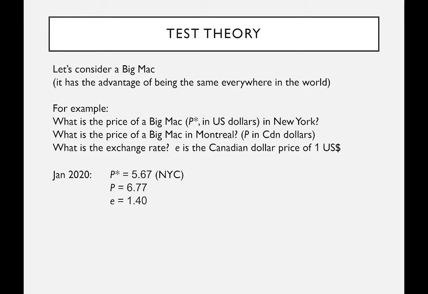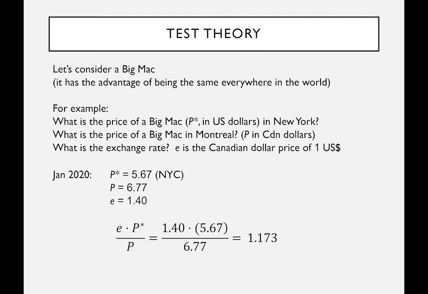So let's put all these numbers together and see if we can figure out whether the theory, this absolute purchasing power parity theory, works or not. So you'll notice here that what I did was, keep in mind, E is 1.40, so I take this number, put it here, and that's it here. Then I put the 567, put it here, and then I put 677 down below, and then I put all that into a calculator, and I came up with this number, 1.173.